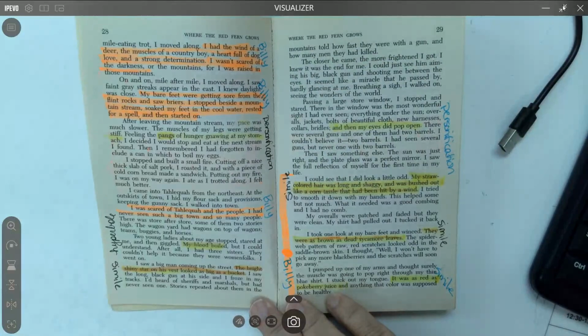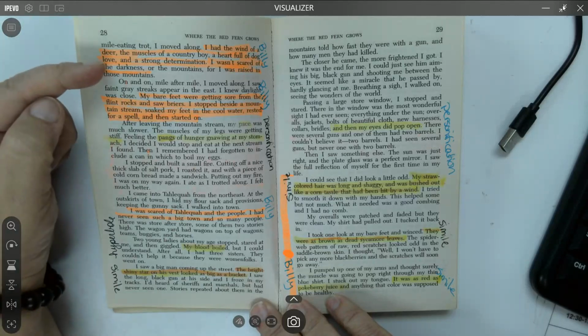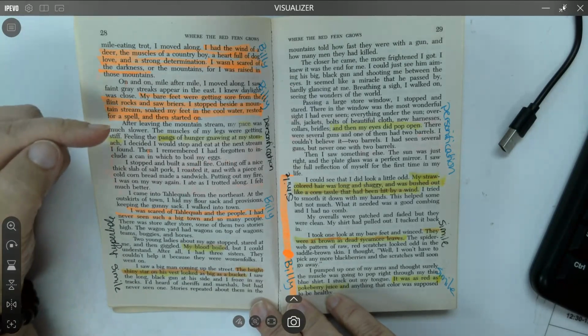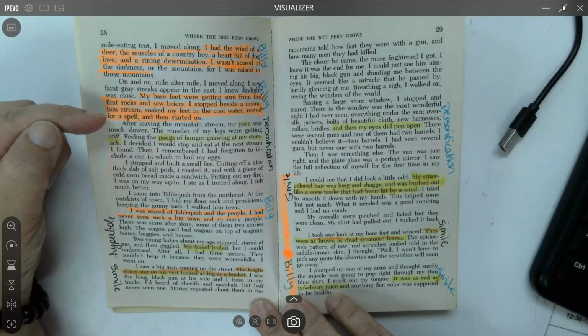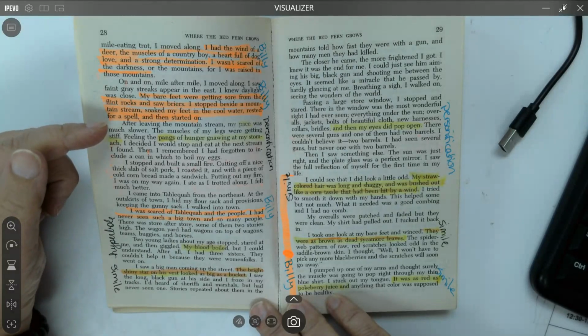More on this page about Billy. First, I'll go through that. So we have him describing himself. He's got the wind of a deer, the muscles of a country boy. He's out there. He's out taking on the world. Then we see how determined he is. We see that determination and grit all through the story for him. So his bare feet are getting sore, and he's still walking.